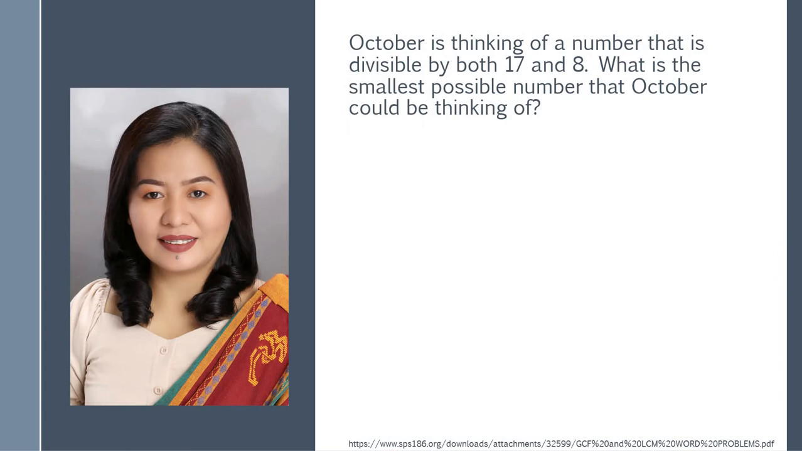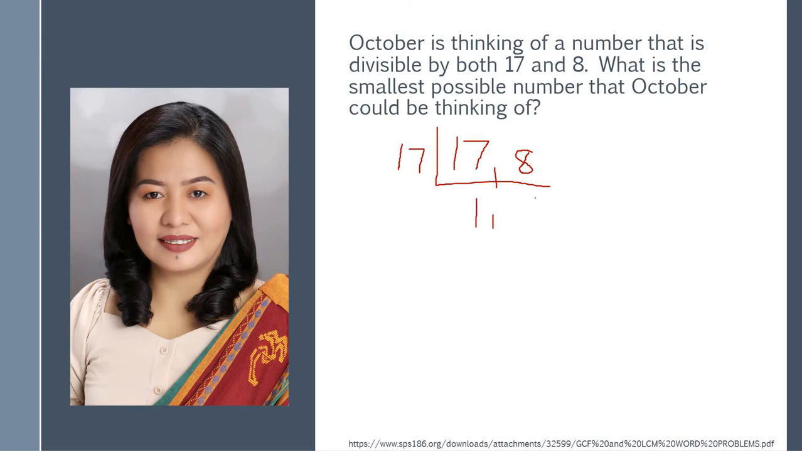Next, October is thinking of a number that is divisible by both 17 and 8. So we write 17 and 8. And we are going to think of the smallest number. Is 17 divisible by 2? No, so we cannot use 2. Is 17 a prime number? Yes, it's a prime number. The only factors of 17 are 1 and 17 itself. So we start with 17.